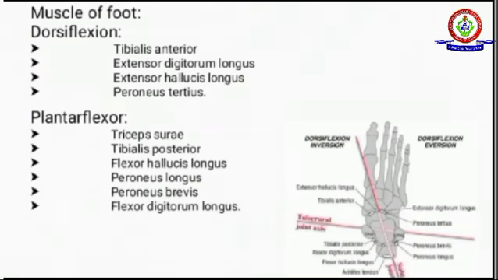Muscles of foot. Dorsiflexion. Anterior to the talocrural joint axis, dorsiflexors are present: tibialis anterior, extensor digitorum longus, extensor hallucis longus, peroneus tertius. Plantar flexor. Posterior to the talocrural joint axis, plantar flexors are present: triceps surae, tibialis posterior, flexor hallucis longus, peroneus brevis, flexor digitorum longus.